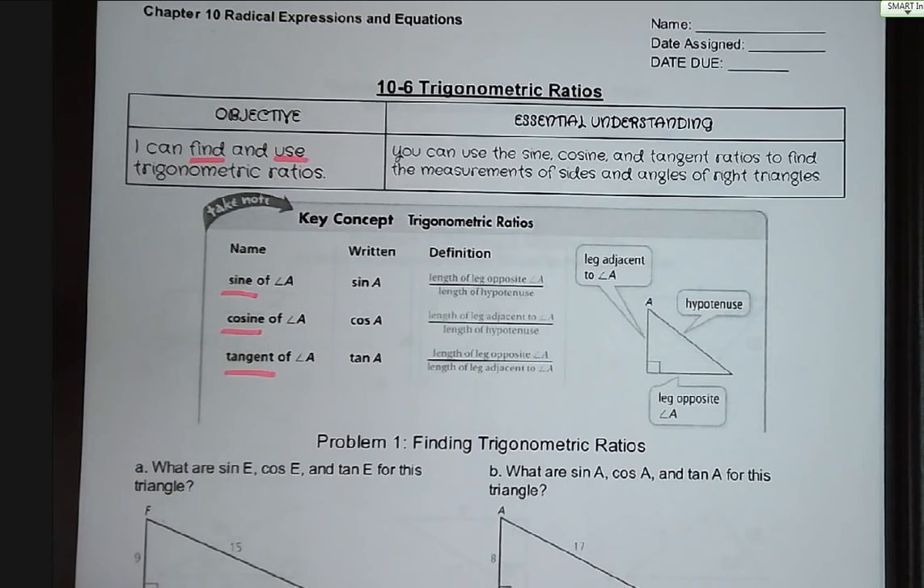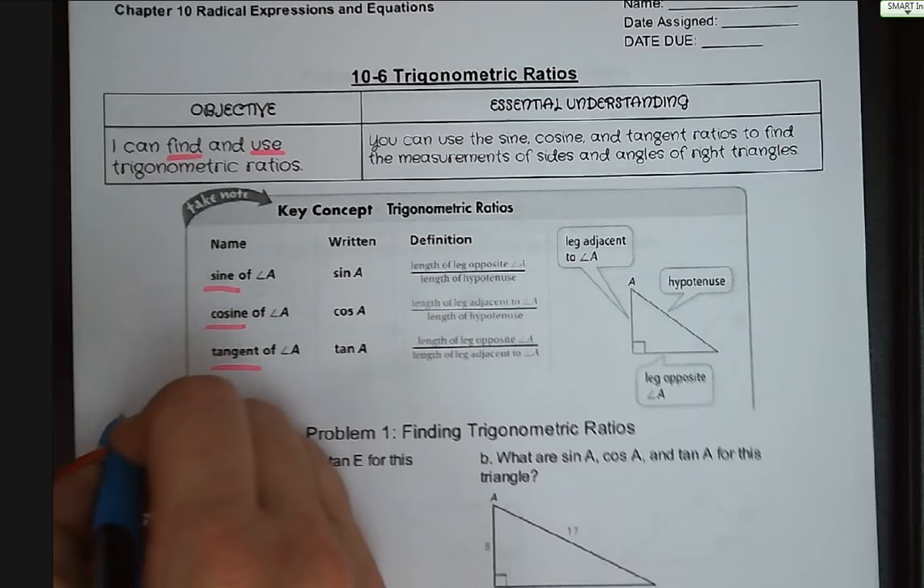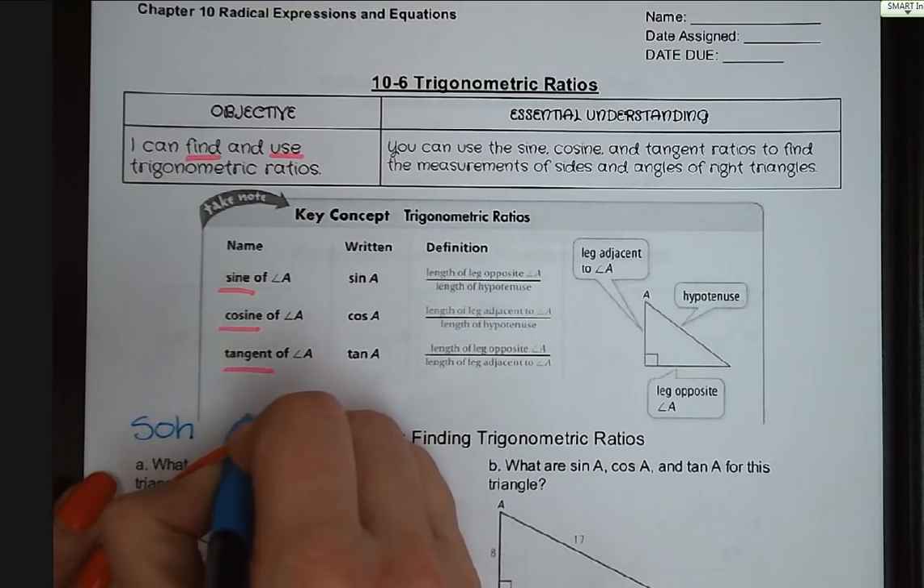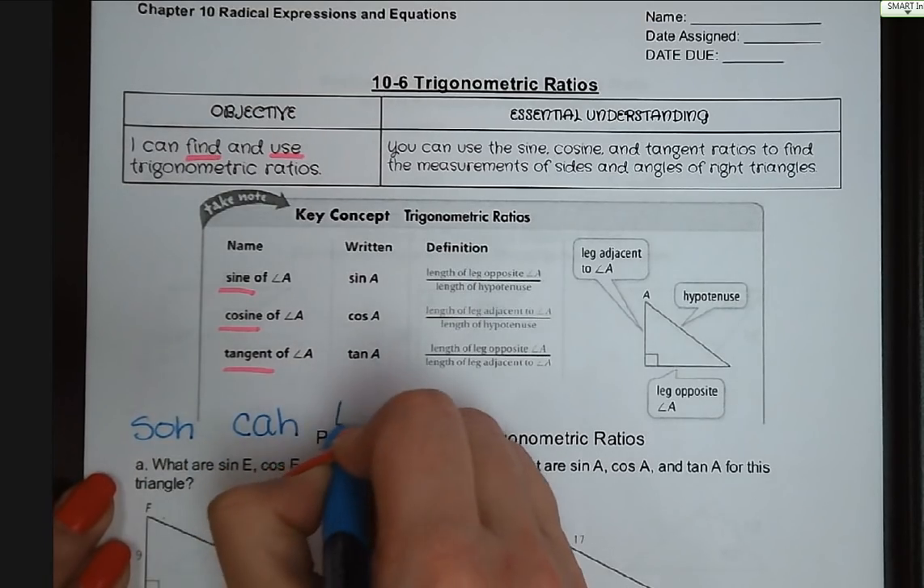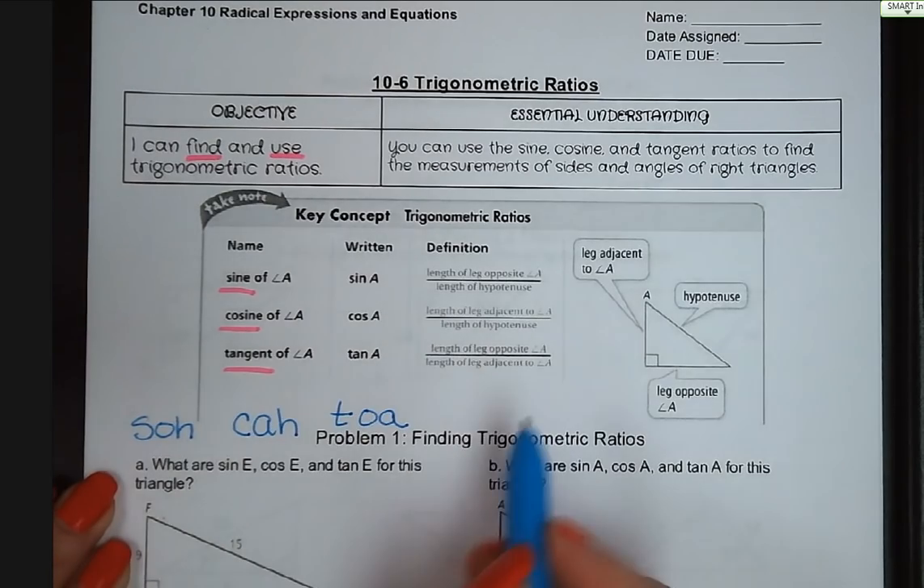So, trig ratios: sine, cosine, and tangent. And we're dealing with angle A in the triangle there. Sine is going to be the length of the opposite over the hypotenuse. Cosine is the adjacent over the hypotenuse. And tangent is opposite over adjacent.